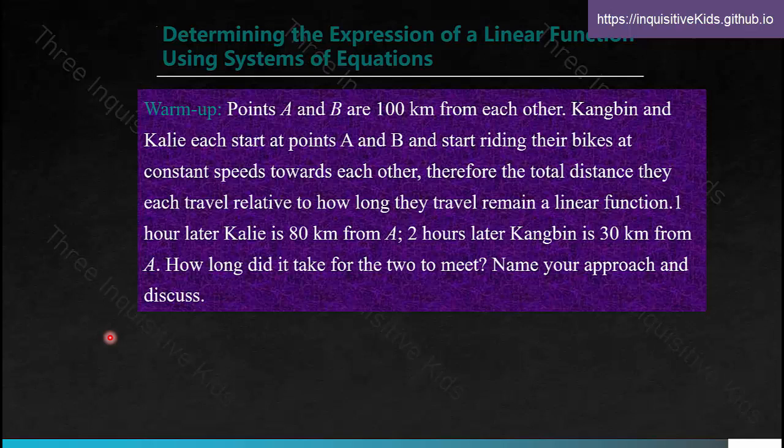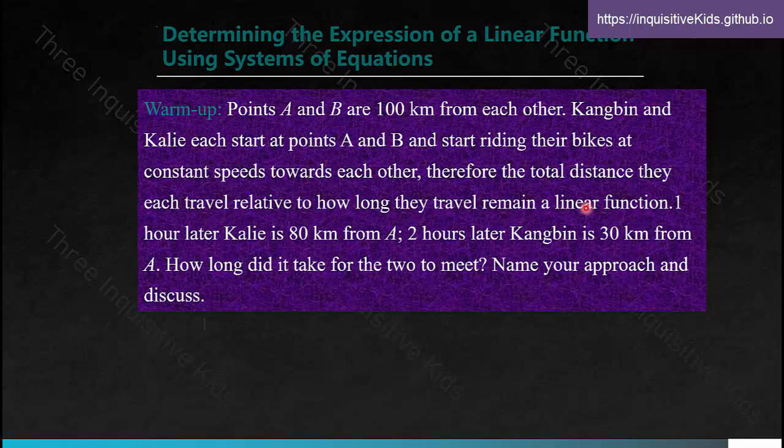1 hour later, Kaylee is 80 kilometers from A, and 2 hours later, and here, this is not 2 hours after this, it's just 2 hours later, so 1 hour after Kaylee is 80 kilometers from A, Common is 30 kilometers from A. How long did it take for the two to meet? Name your approach and discuss.